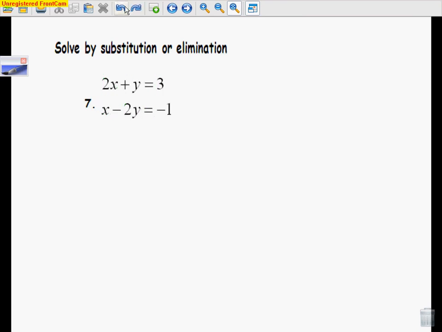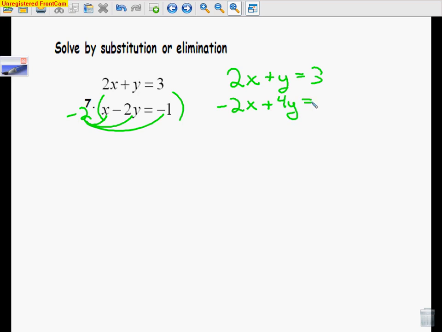Next question, if you add down, does anything automatically eliminate or cancel out? Well, neither the x's nor y's do. Therefore, I need to make something cancel. So let's pick a variable. Let's say the x's. What cancels with a positive 2x? A negative 2x. So that means I should multiply this bottom equation through by negative 2 to make it cancel with that positive 2x. So the top equation, I'm just going to leave that the same. I'm not even going to bother that. The new bottom equation, after I distribute that negative 2 into the parentheses, is negative 2x plus 4y equals positive 2.